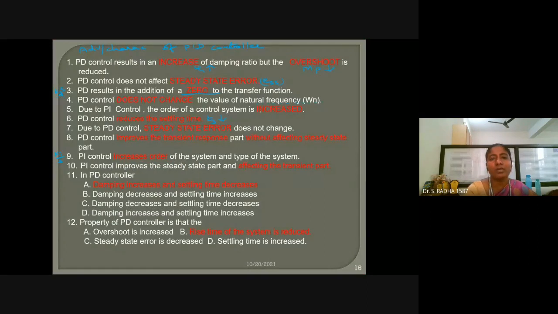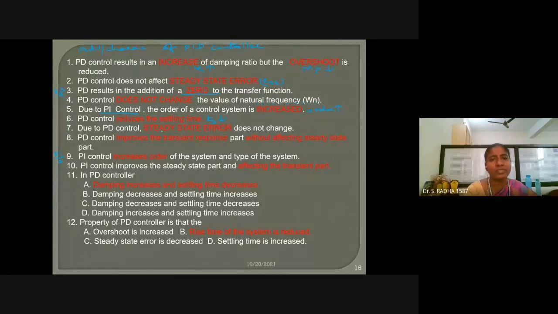The order of the system is increased when PI controller is used. The fifth point is the PI controller, and the order of the system is increased. Order increased because it is a denominator factor. Type number increases, order increases.